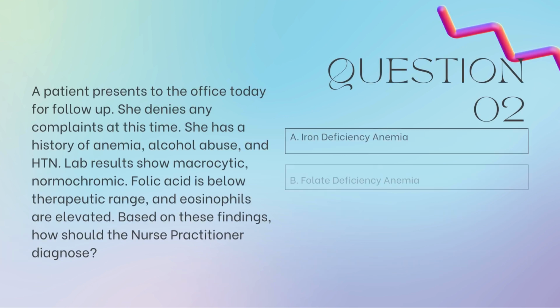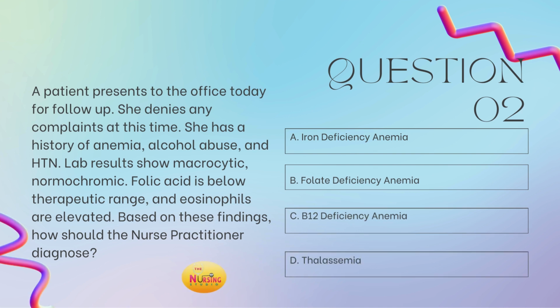Okay. All right, question number two. A patient presents to the office today for follow up. She denies any complaints at this time. She has a history of anemia, alcohol abuse, and hypertension. Lab results show microcytic normochromic. Folic acid is below therapeutic range, and eosinophils are elevated. Based on these findings, how should the nurse practitioner diagnose? Is it A, iron deficiency anemia, B, folate deficiency anemia, C, B12 deficiency anemia, or D, thalassemia? Take a moment and tell me what you got in the comments.